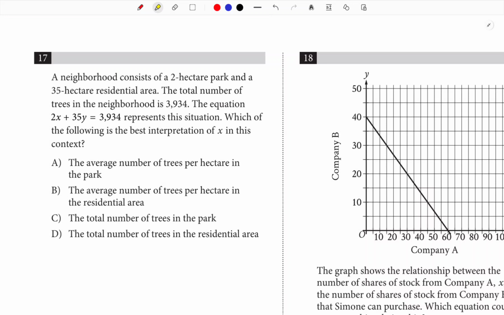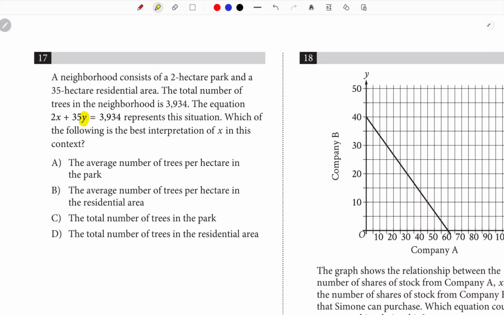A 2-hectare park and a 25-hectare residential area, and 2x shows that two times the park area, and one residential area is 25. Y is the number of residential area. Here x is the number of park, and 2 is the total number of trees in the park and the number of trees in the residential area.